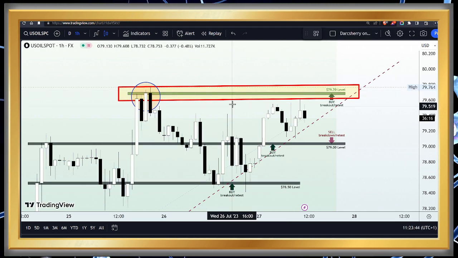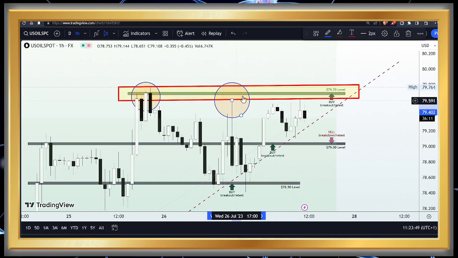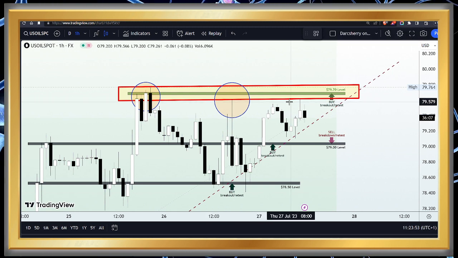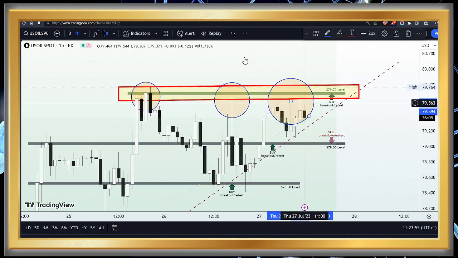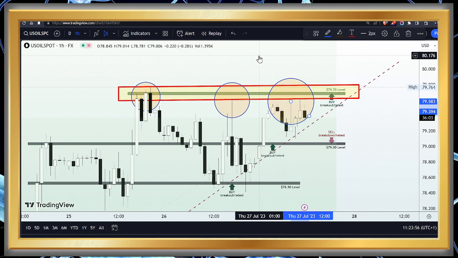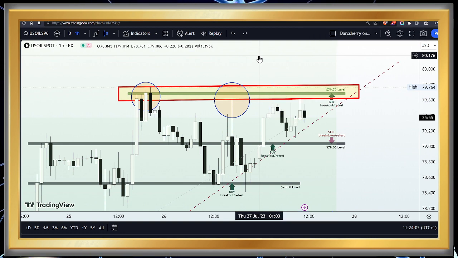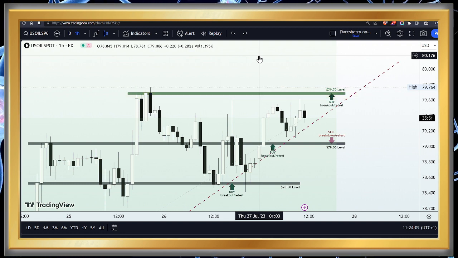As you will see, in yesterday's trading session, buyers were unable to get into that area. And since the beginning of today's trading session, we have seen a similar scenario where buyers keep on struggling. As you will see, price is yet to break the previous high. And the situation here only gives us an insight into the presence of sellers around that $79.70 level.